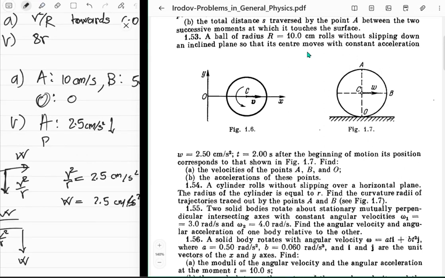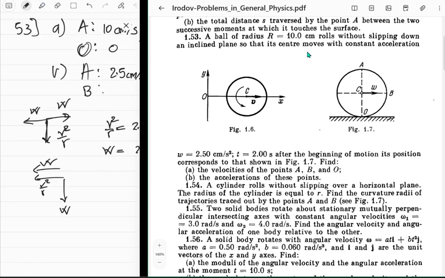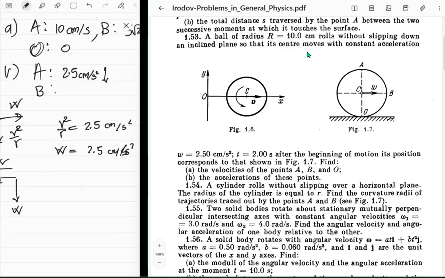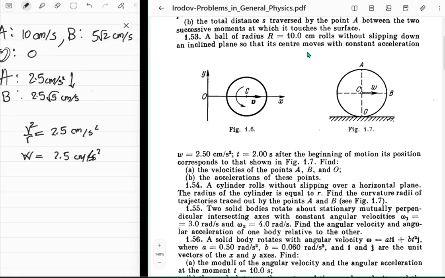What about B? You got 5 in that direction, 2.5 in that direction. So in total it will be square root of 2 square plus 1 square, so square root of 5. So 2.5 square root 5 centimeter per second squared in, I don't know what direction. It should be something like that. Whatever. C.